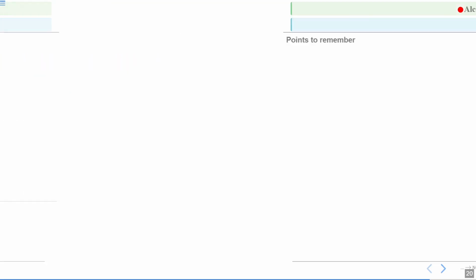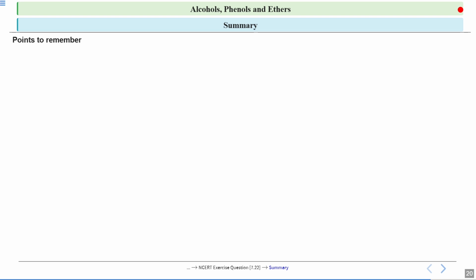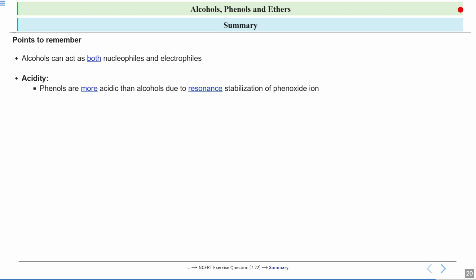Okay, so let's summarize whatever we studied today. So we studied that alcohol can act as both nucleophile as well as electrophile. Okay, and we discussed acidity, that phenols are more acidic because of the resonance stabilization of the phenoxide ion. Phenoxide ions are more stabilized, because alkoxide ions are less stable than phenoxide ions. Okay, and alcohols are destabilized by the plus I effect of alkyl groups.